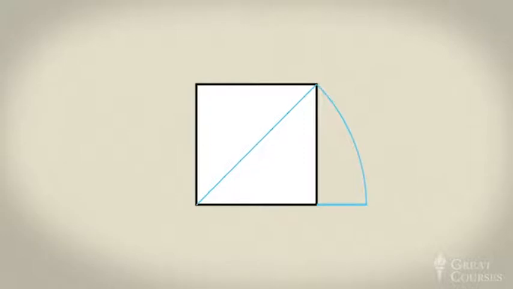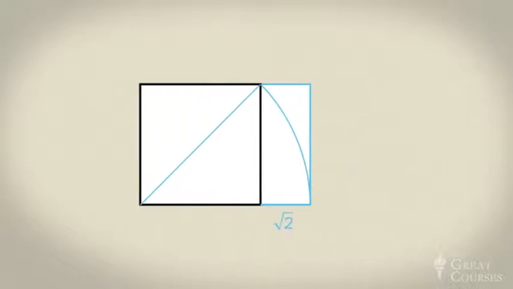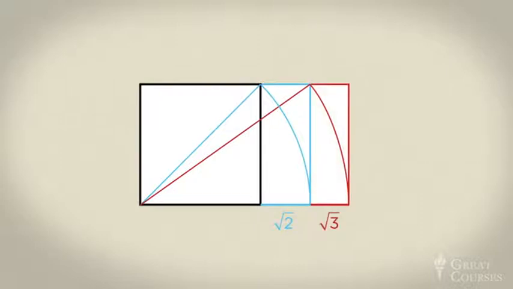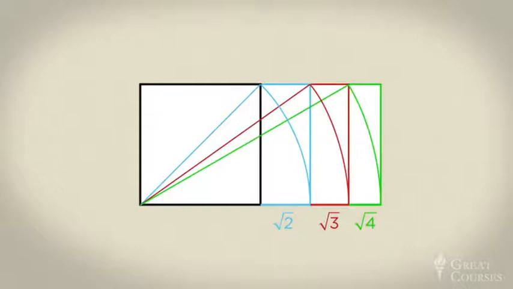Extend the base to intersect the curve. Retain the height of the square and construct a new rectangle on the longer base. That's a root 2 rectangle. Repeat this procedure on the new rectangle to produce a root 3 rectangle, and repeat it again for a root 4 rectangle.